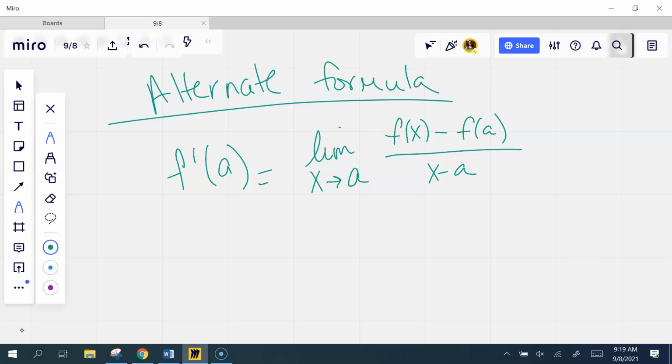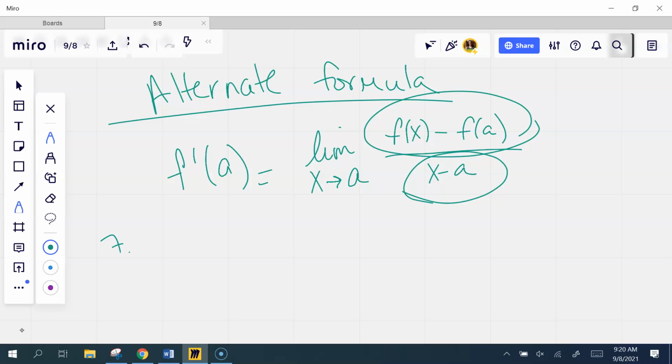Let's do one from your homework using this alternate formula. This is number 7. This one's a little different. Instead of taking h and finding where the difference between the 2 points is 0, what I'm essentially doing is delta y over delta x. We're finding the same thing, just a different way.